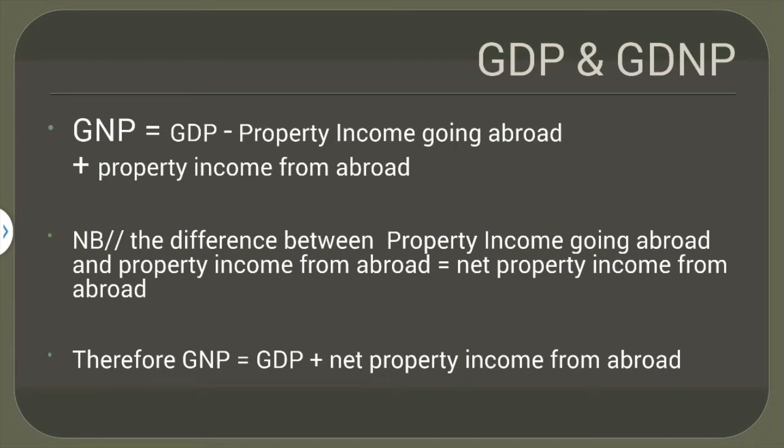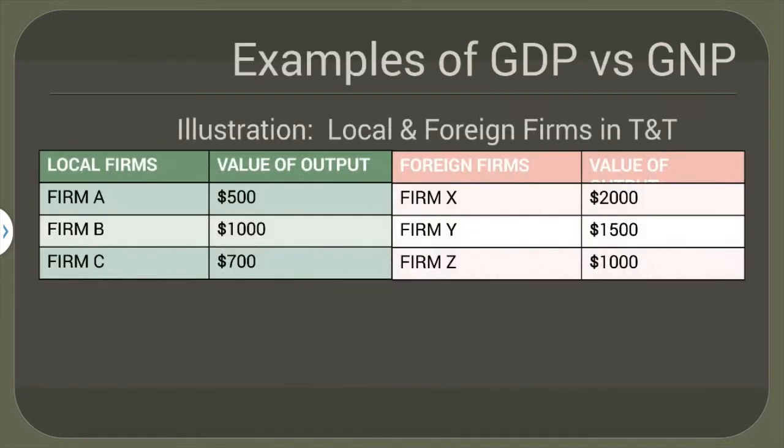Now, this is a very long calculation. Minus property income going abroad plus property income coming from abroad. So what we want to do is find the difference between them. The difference between property income going abroad and property income from abroad is equal to net property income from abroad. Therefore, GNP is equal to GDP plus net property income from abroad. Now, let's work out an actual calculation. Let's see this in action.